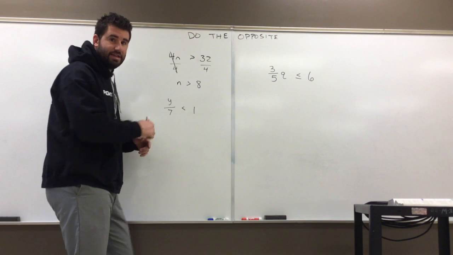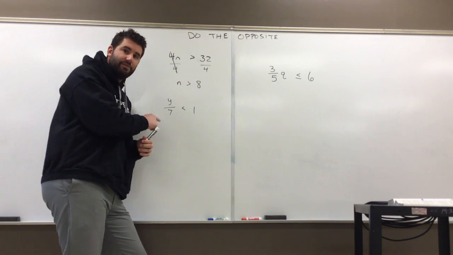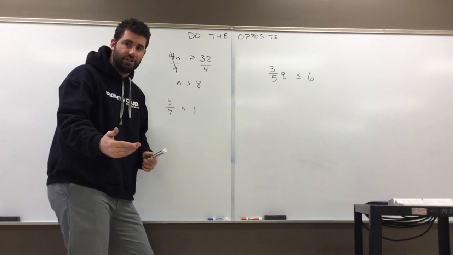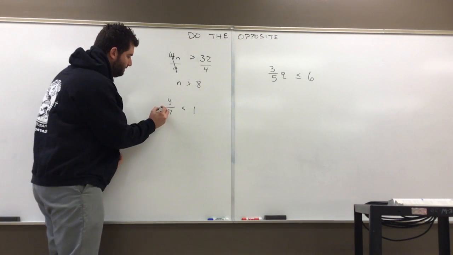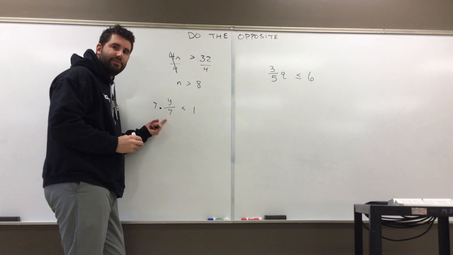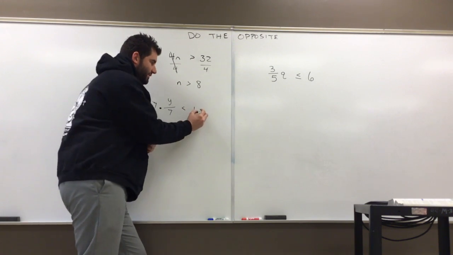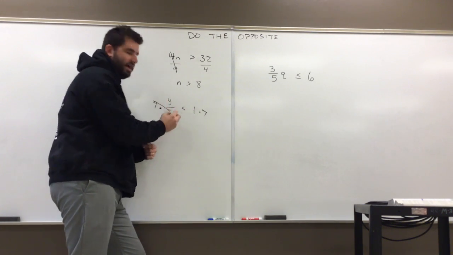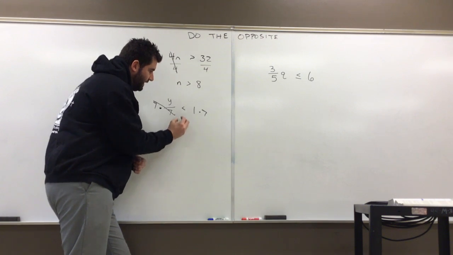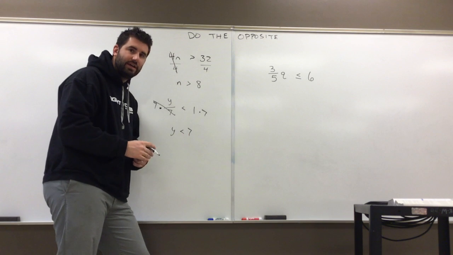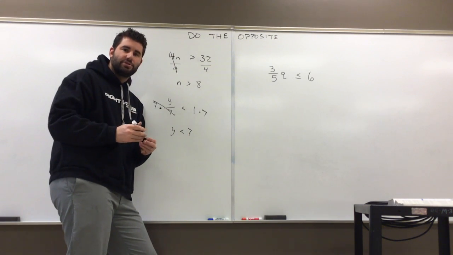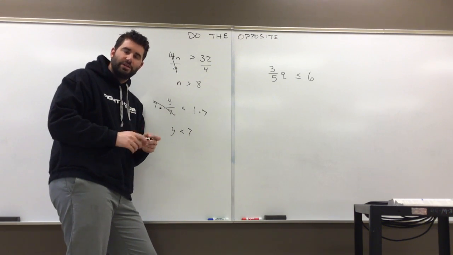Okay? Next one. Once again here, now I have division. Y divided by 7. The opposite of division is multiplication. So when you see this, you're going to multiply. So instead of divide by 7, I'm multiplying by 7. That cancels out. Y less than 1 times 7 is 7. And once again, that is how we find our solution. So we do the opposite of what is being done.